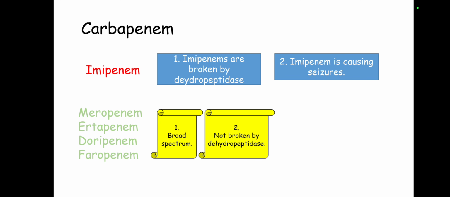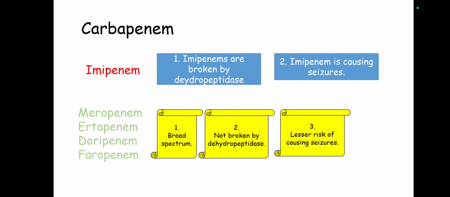Next thing is, these four drugs have lesser risk of causing seizures as compared to imipenem. Rest all the other properties are similar to that of imipenem. Now, all the carbapenems are given by injectable route, except faropenem, because this can be given via oral route.